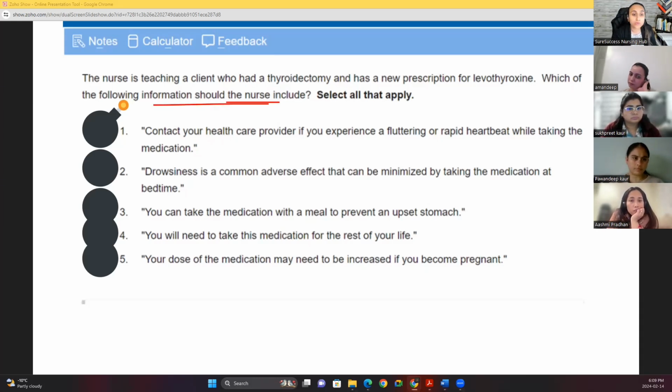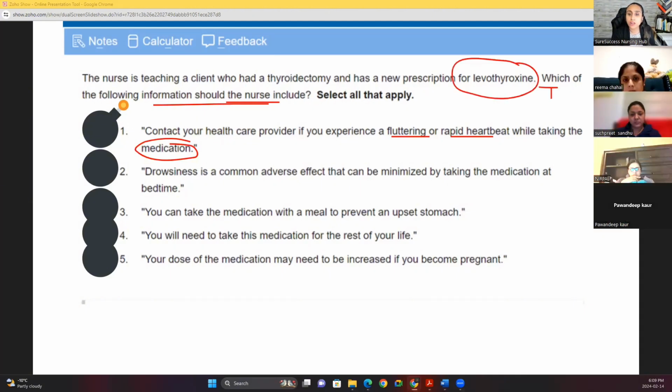So tell me true or false. Will you tell this to the patient or no? Contact your health provider if you experience fluttering or rapid heartbeat while taking this medication. True. First of all, you will think about which medication: levothyroxine, which means I'm giving the thyroid pill. If I'm giving a thyroid pill, can it increase the heartbeat? Yes, it will, in case of a high dose.